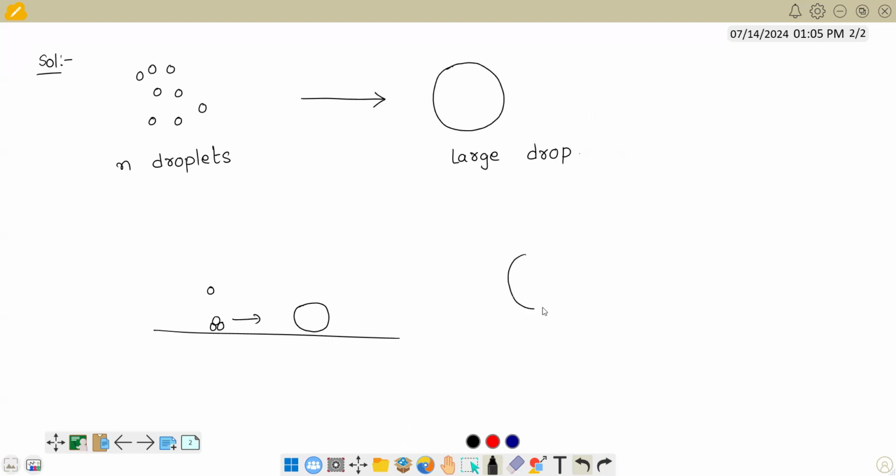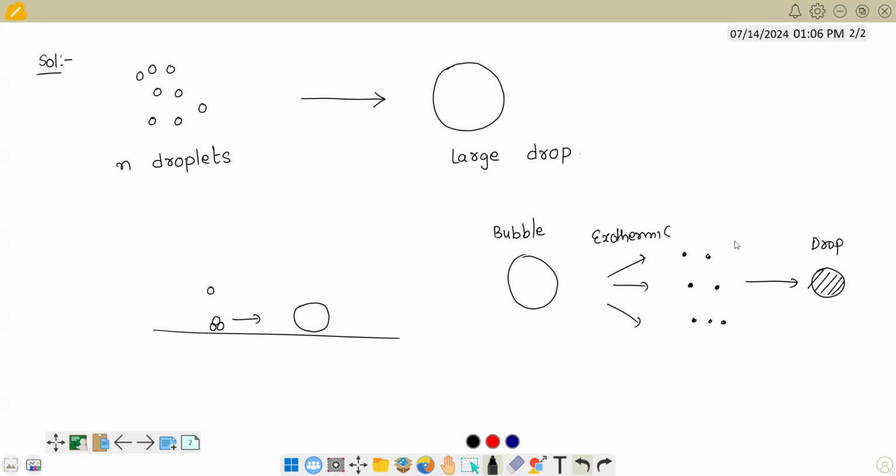Another example: if you made a water bubble, after some time that bubble would burst into smaller droplets. And afterwards these smaller droplets would merge into a bigger drop. So a bubble bursting and becoming smaller droplets is an exothermic reaction. That means energy is released. And even these smaller droplets becoming a drop, don't be confused between a drop and a bubble, is also an exothermic process. So all natural reactions, which generally occur on their own, release energy. Now let us come back to this problem.